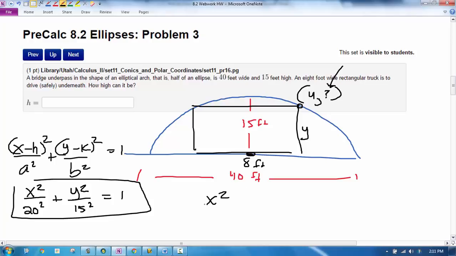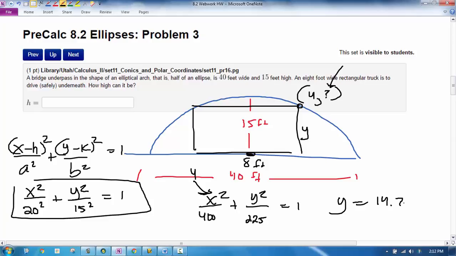I'll write that as x squared over 400 plus y squared over 225. And then I'll go ahead and plug in 4 in for x. And I'll solve for y because that's got to be the height of the truck. If I do that and solve for y, I get about 14.7 rounded to the nearest tenth.